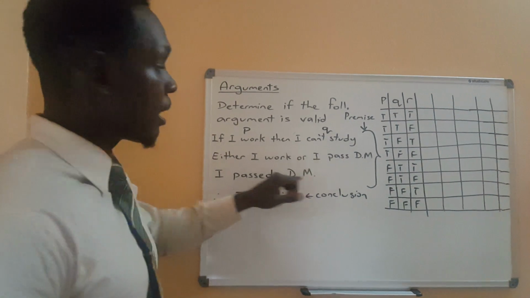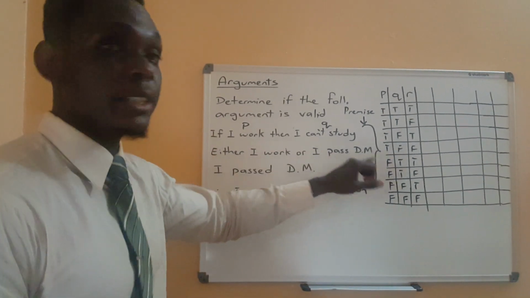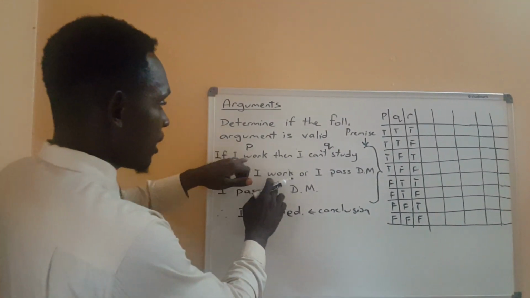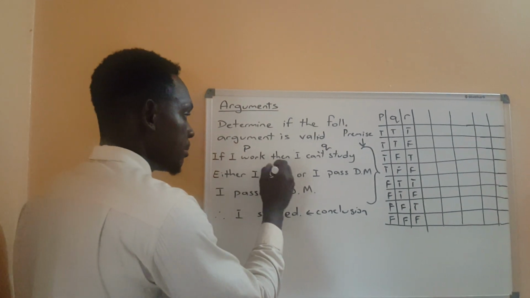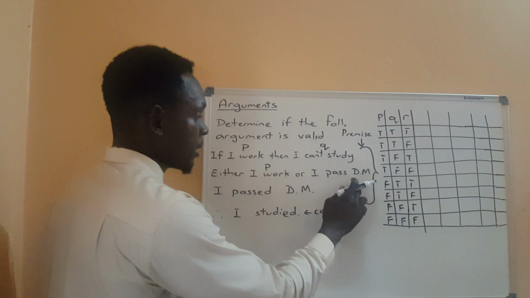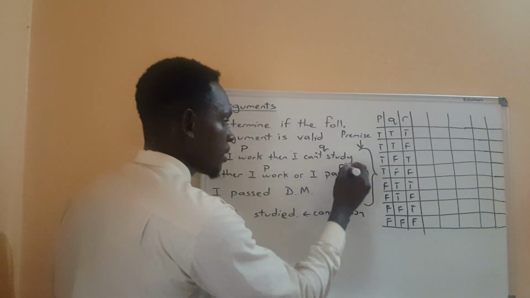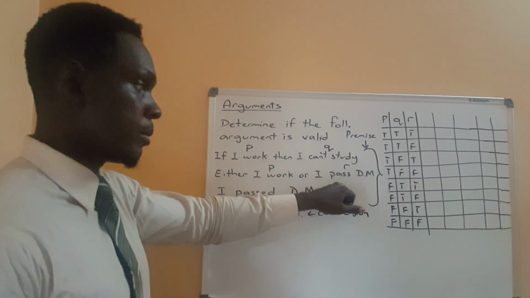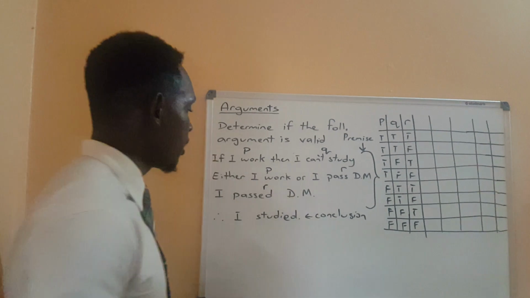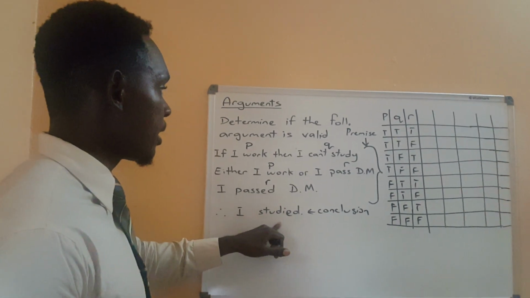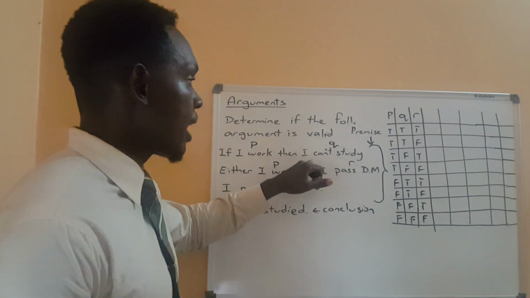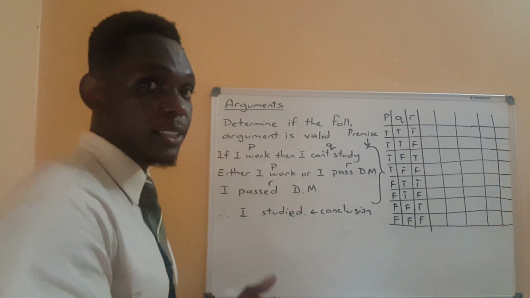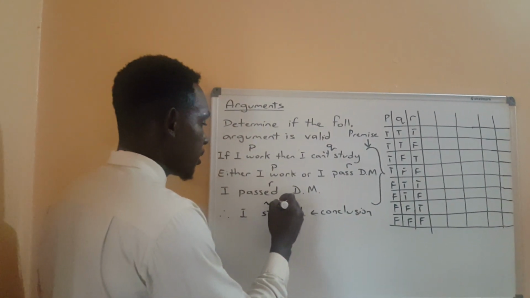In this line here, we have either I work or I pass discrete math. So here we have a disjunction. We have I work, which we already established to be P, or I pass discrete math, which is a new one, so let's call this R. Here we have I passed discrete math, which is R. Therefore I studied. We didn't have this exactly; we have I can't study, so this would be the negation of this, the opposite of this. So this is just negation Q.